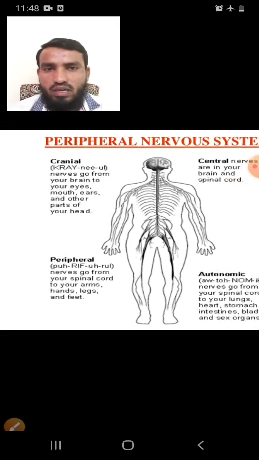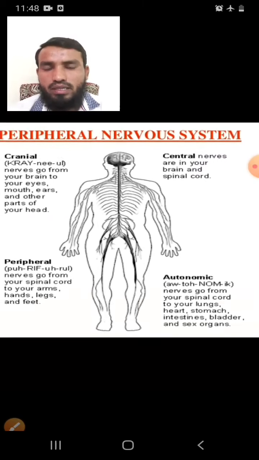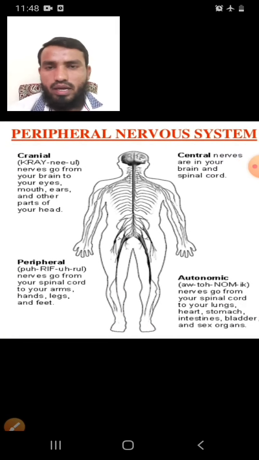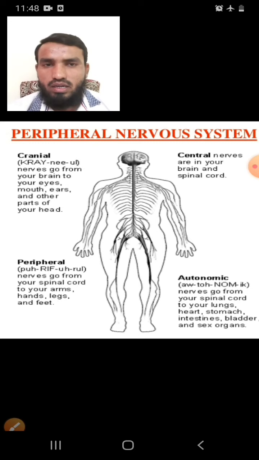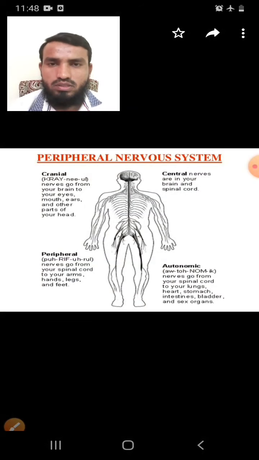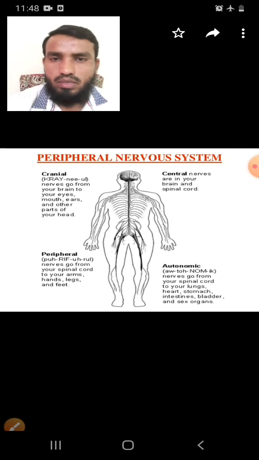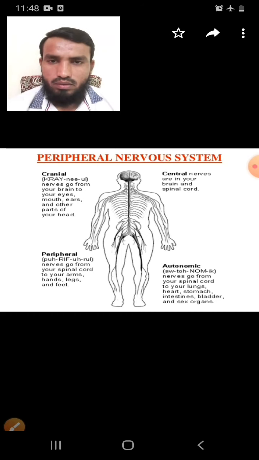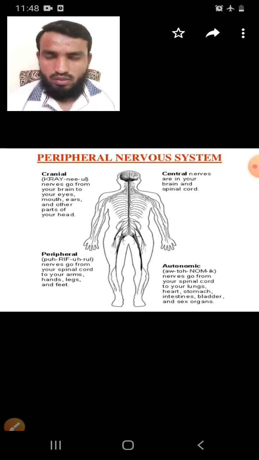So in the peripheral nervous system, keep in mind that some nerves arise from your brain or from your spinal cord, and that is divided into cranial, peripheral and autonomic. These all come under the peripheral nervous system, called PNS, right? Once again I will remind you what CNS is. The central nervous system consists of the brain and spinal cord, and the peripheral nervous system is the nerves arising from your brain and spinal cord: cranial nerves and spinal nerves. Okay, understood?